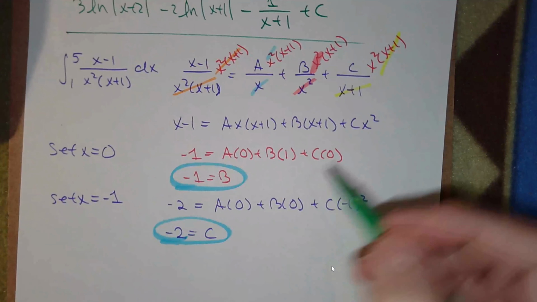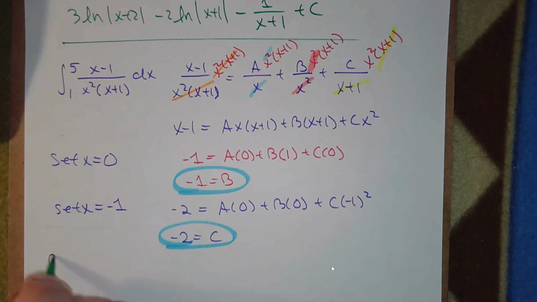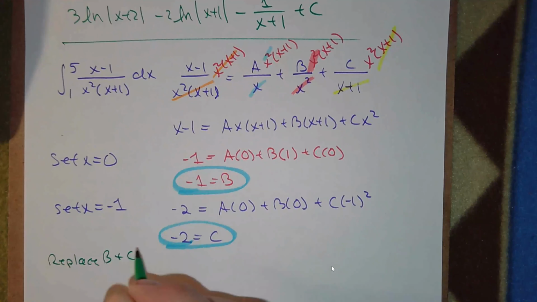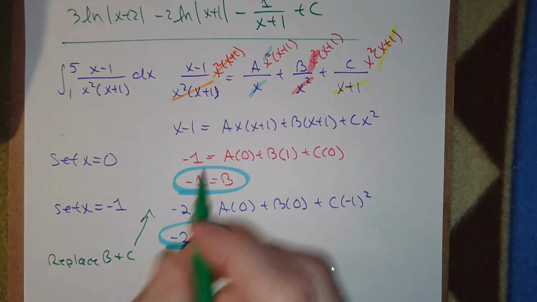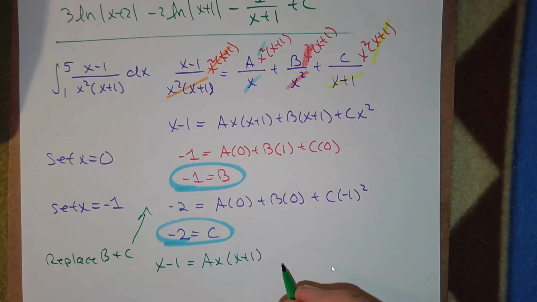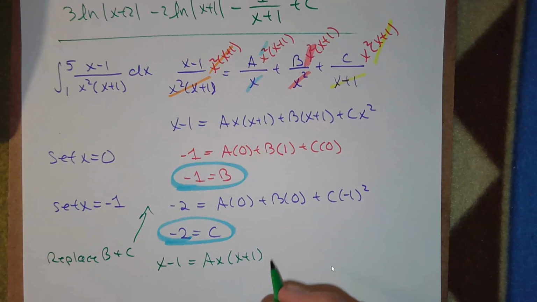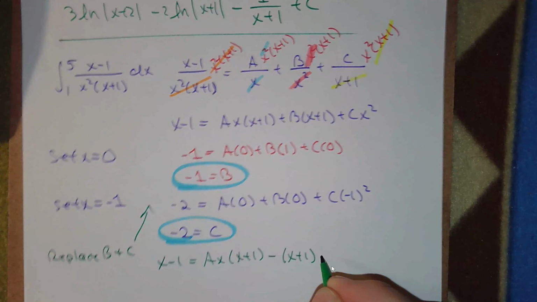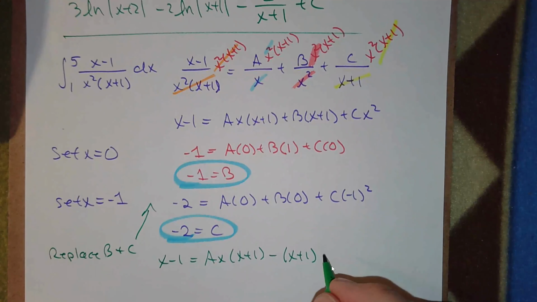So what I'm going to do is replace b and c up above. If I do that, then I get x minus 1 equals a times x plus 1, and let's see, b was negative 1, so it'll be minus x plus 1, and then c was negative 2, so it'll be minus 2 x squared.